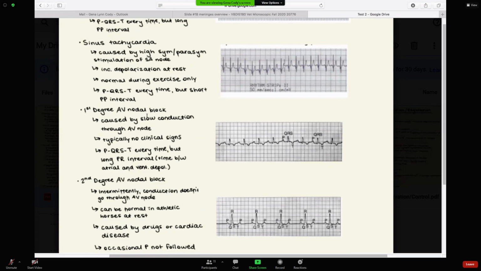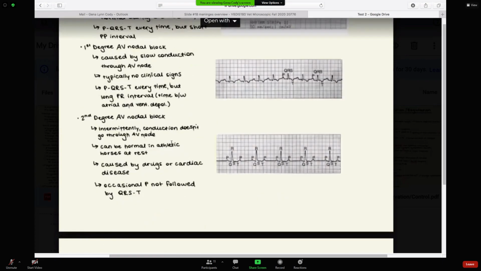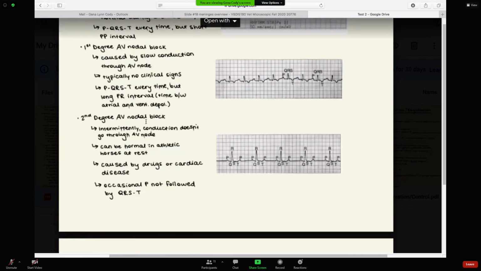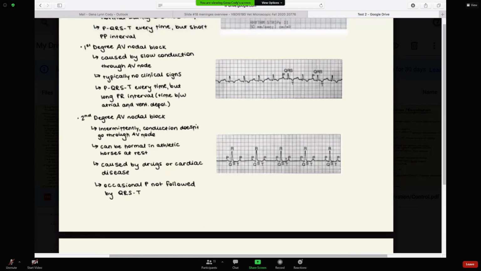So this is just slow. PQRST every time though. Second degree is sometimes that conduction through the AV node doesn't happen, right? So sometimes I'm not going to get a ventricular depolarization after an atrial one. So I'm going to get these intermittent Ps that don't have a QRST behind it.